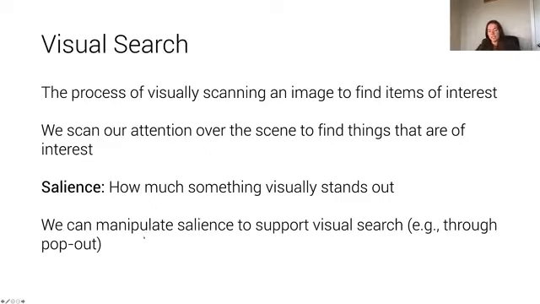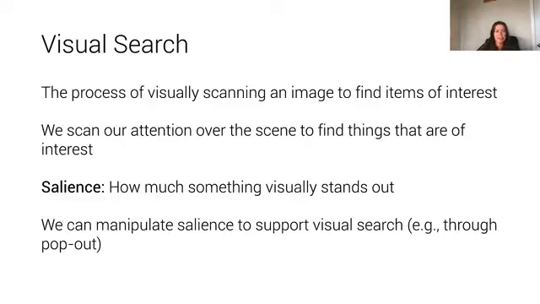So once our attention is kicked in, we'll often engage in a process that is called visual search. Visual search occurs when we're visually scanning an image to find items of interest. Essentially what happens is we can think of our attention like a flashlight in a dark room. We're moving our flashlight around to see what elements of our data are there in our visualization. And we can rely on something to visually stand out as a function of its salience.